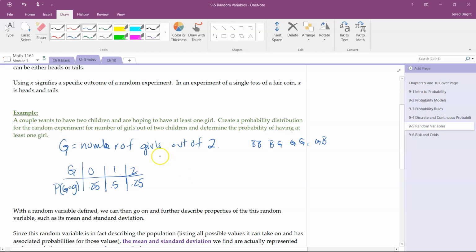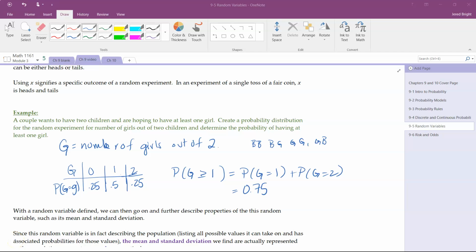And then lastly, it says, P of G being at least 1. We could represent the notation as that, G bigger than or equal to 1. And we could also represent it as P of G equals 1 plus P of G equals 2, because they are disjoint. You can't have 1 girl and 2 girls at the same time. And if we use our probability distribution, we get 0.75.